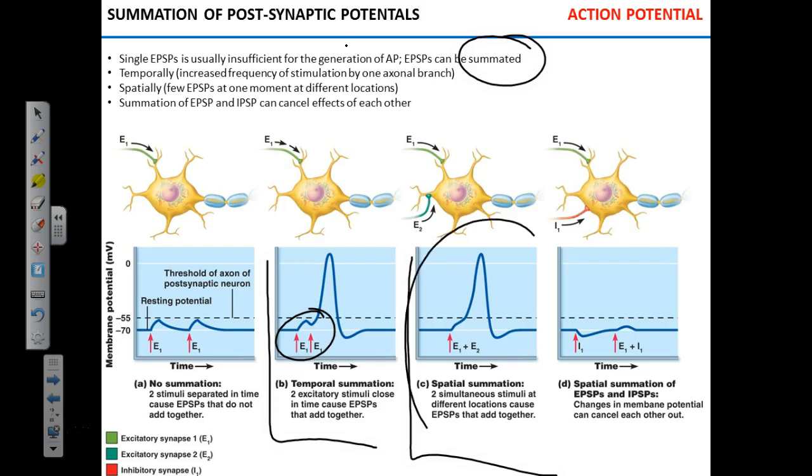Spatial summation happens when you have excitatory postsynaptic potentials happening at the same time at different locations on the neuron. Now, here's my analogy for this.